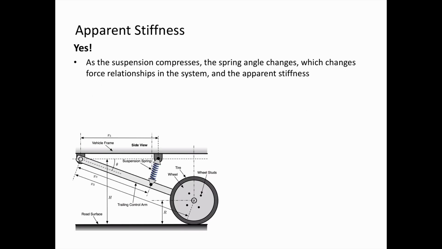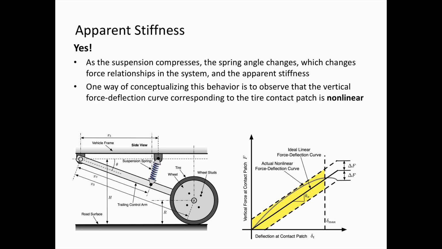Answer is yes, definitely. As the suspension compresses, the spring angle changes, the relationship between the spring and the vehicle body and the trailing arm, all those angles change. And because those angles change, that's going to change the force relationships in the system, if you think about the free body diagrams involved. And with the change in these force relationships, the apparent stiffness will also change.